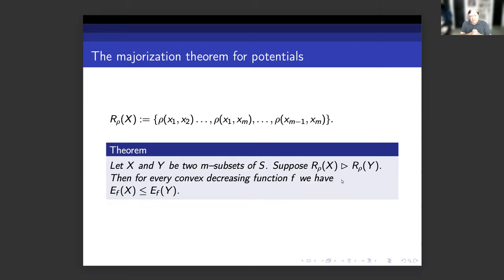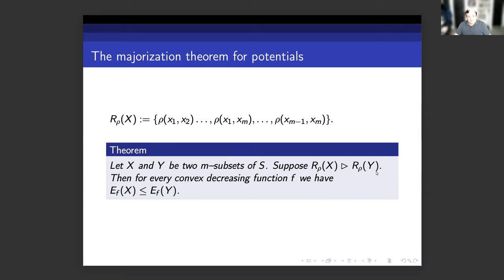How can this be related to majorization? For a given rho, we have n choose two values. Rho is not necessarily a distance; it can be any function, and you will see examples. We take any two distinct points and consider the value of rho between these two points. So we have n choose two numbers, and for two subsets X and Y of S of the same size, we can compare them using majorization, because we have rho and we have numbers.